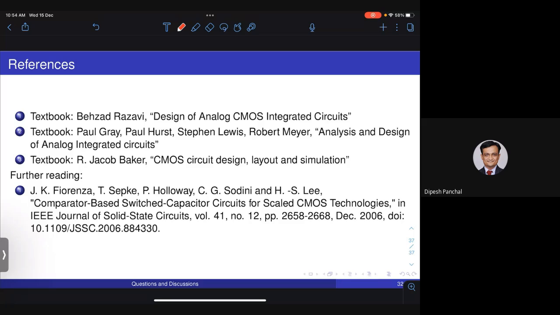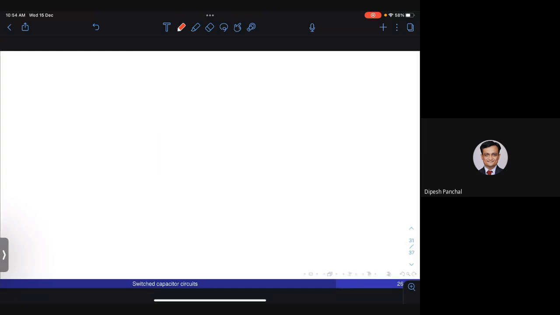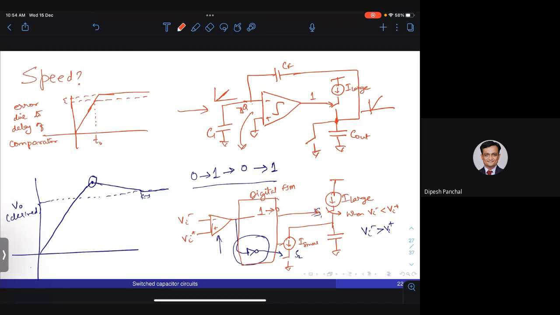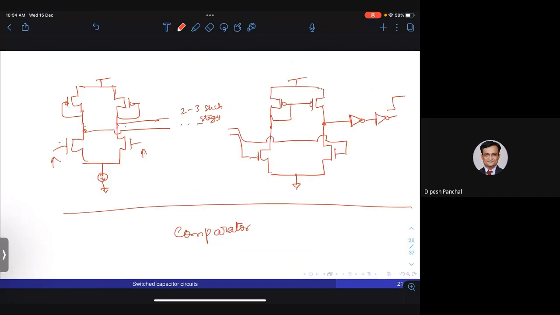Any other questions? If not, we will stop here. We'll take a break for about 15-20 minutes and return at 11:15 for our next session on comparator design. There we'll be discussing clocked comparators, not these kinds of comparators. We'll be looking at clocked comparators.